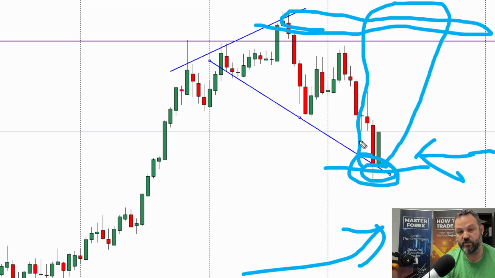So just in review, number 1, this is teaching about the megaphone or broadening formation pattern. Number 2, how to use it to trade with the trend. Number 3 is how to use it to stop fake breakouts.